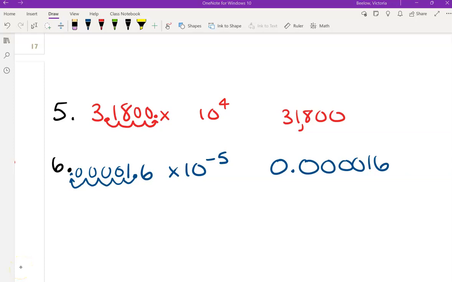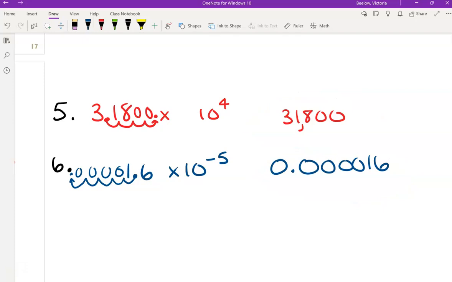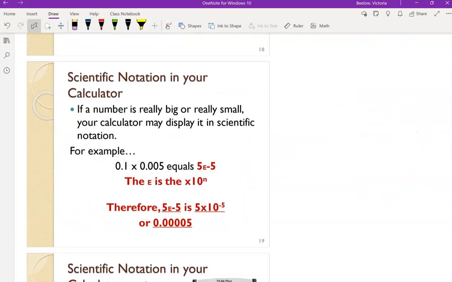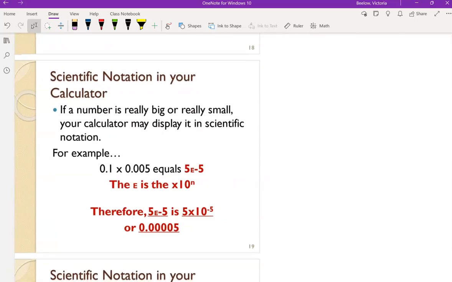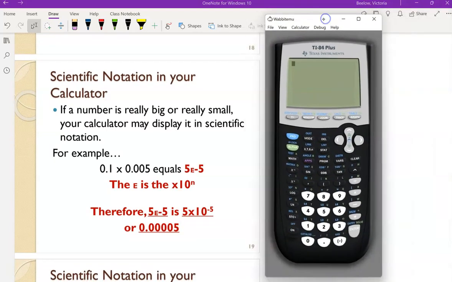You can also use your calculator to help. You have to be able to put these numbers into your calculator in scientific notation as well, because you don't want to be typing out a bunch of zeros all the time when punching things into your calculator. All right, so I'm going to go ahead and go over how to put this into your calculator. This is really important because you're going to be doing this a lot throughout the semester.